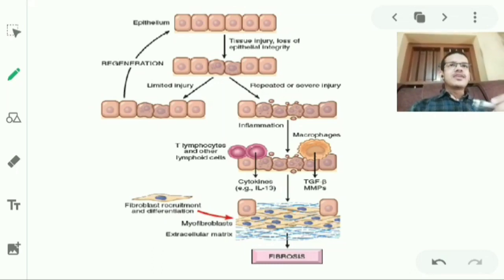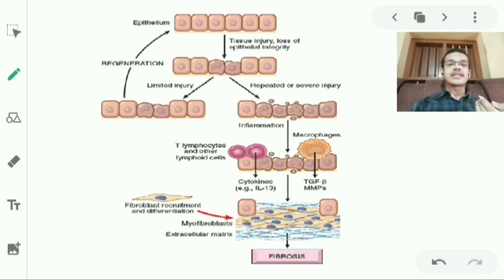So those were the abnormalities in wound healing. We discussed venous ulcers, arterial ulcers, diabetic ulcers, pressure sores, and after that we discussed keloids and hypertrophic scars, which were examples of increased scarring.